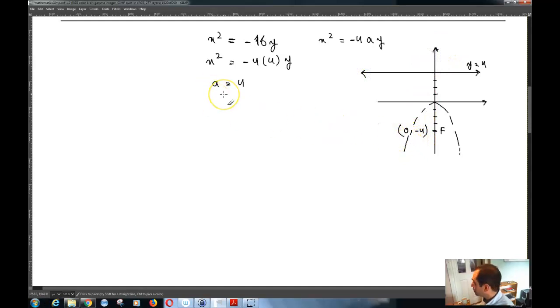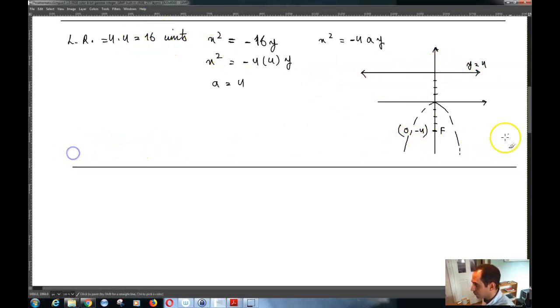The length of the latus rectum is equal to 4 times 4, which is equal to 16 units. And the axis, of course, is the y-axis, and that's basically all that we need here. So number 4 is 0 comma negative 4, the y-axis, the directrix y is equal to 4, and 16 units. So that's basically number 4. Number 5.